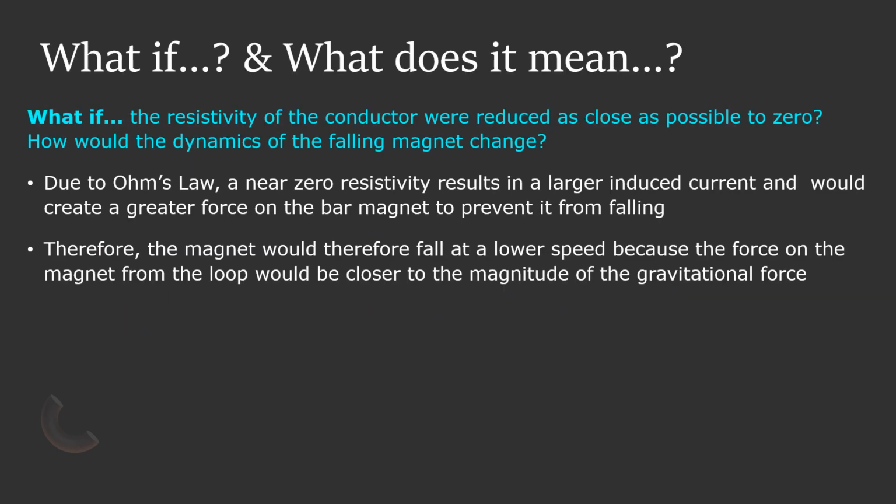What if the resistivity of the conductor was reduced as close as possible to zero? How would the dynamics of the falling magnet change? Due to Ohm's law, a near-zero resistivity results in a large induced current and would create a greater force on the bar magnet to prevent it from falling. Therefore, the magnet would fall at a lower speed because the force on the magnet from the loop will be closer to the magnitude of the gravitational force.